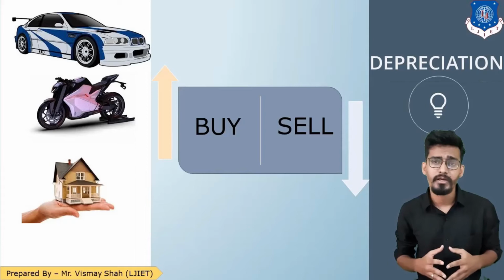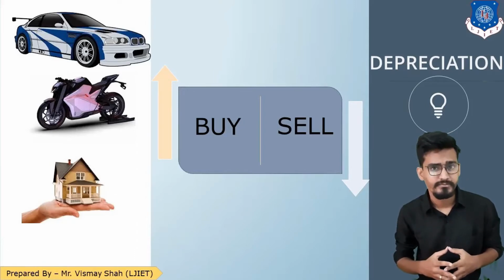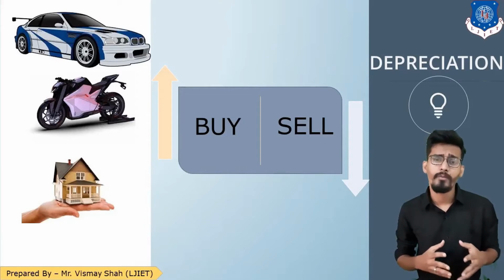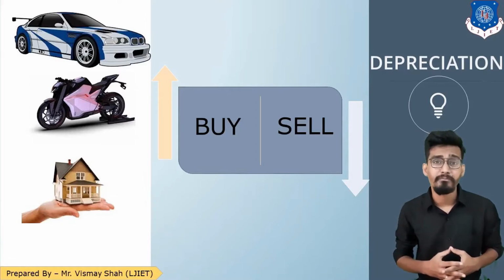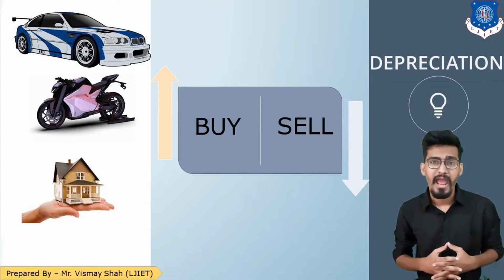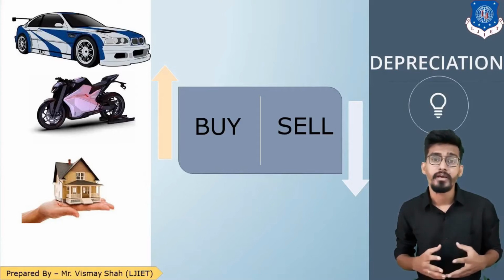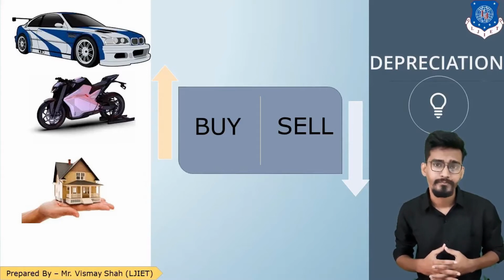Have you ever bought a car, a bike, or a house? We have always observed that when you purchase a car or a bike or a house, you purchase at current market value. For example, if you buy an SUV in today's scenario, it will cost you around 7 to 10 lakhs. Or if you purchase a sports bike, it will cost you nearly 2 to 3 lakhs.